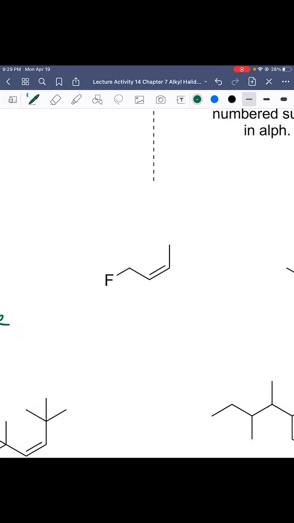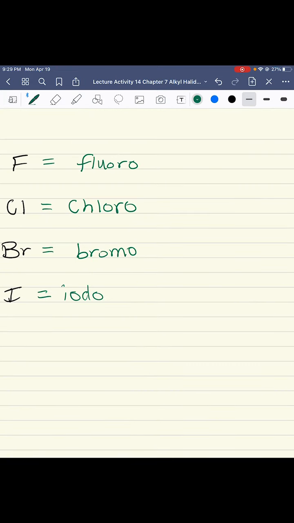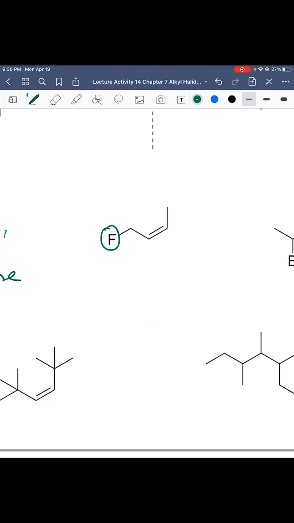Okay, so for this one, we have a fluorine here, and let's just take a look at our little cheat sheet. Whenever we have a fluorine, we're going to use fluoro. Whenever we have a chlorine, we're going to use chloro. Bromine, we'll use bromo. And whenever we have an iodine, we're going to use iodo. So here, same thing. We're just going to number our parent chain, starting from the right, because our double bond takes priority. And here we have a 4 carbon chain, so we know that we're going to have a butene. Our double bond is on the 2 carbon.